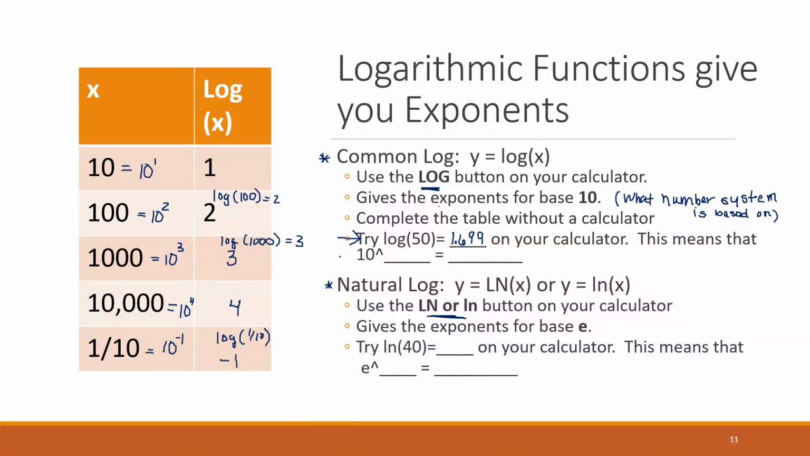Now, we know that this answer is an exponent, so if I would take 10 to the 1.699, I should get very close to 50. So try it. On your calculator, 10, use that caret key, and type in 1.699 for the exponent, and my calculator gives me 50.003. So to 2 decimals, it's exactly 50, but if we go out far enough, we do get an approximation because we did round our 1.699.